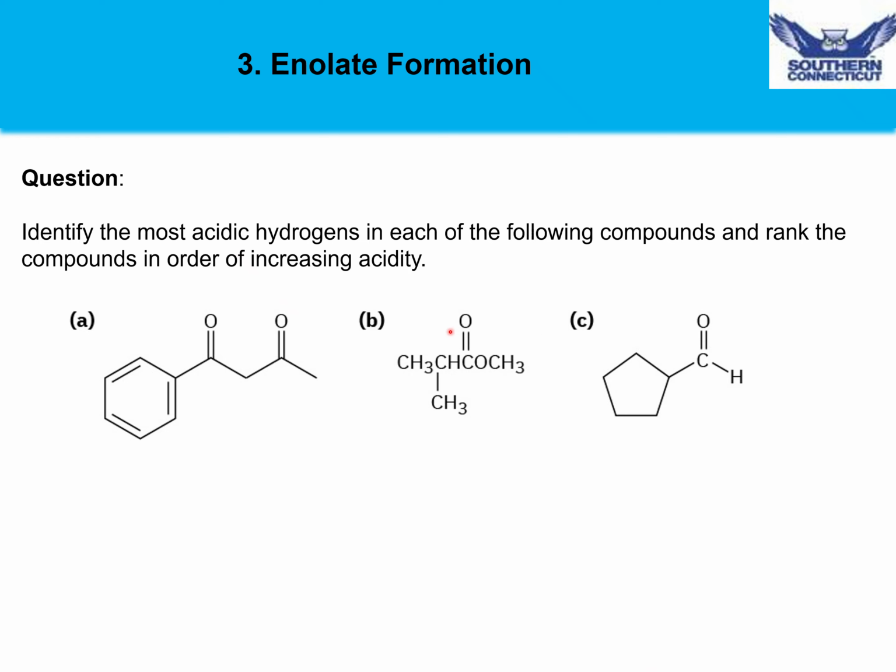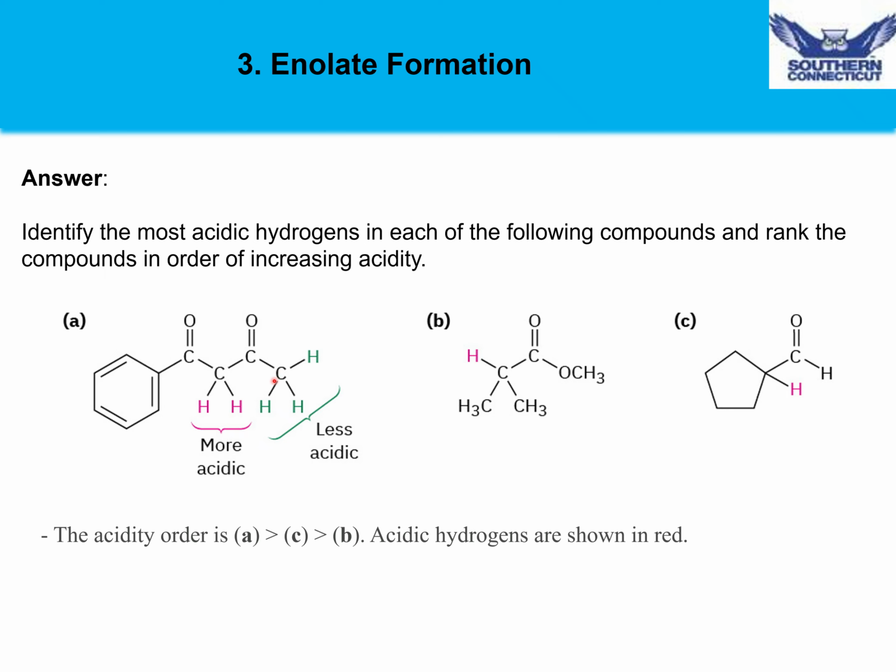So in this example, we have two types of alpha hydrogens. We have those shown in green and the ones shown here in the center. The ones in the center are more acidic than the ones on the right side, since these two hydrogens are on a carbon that is in the alpha position of two carbonyls.